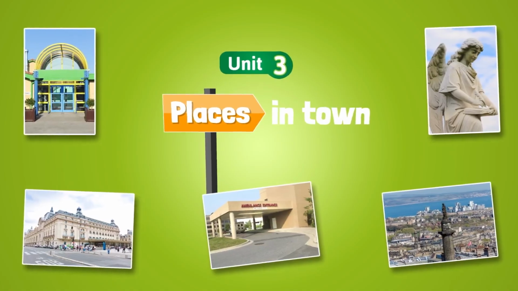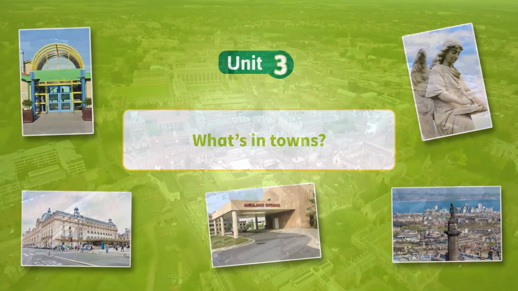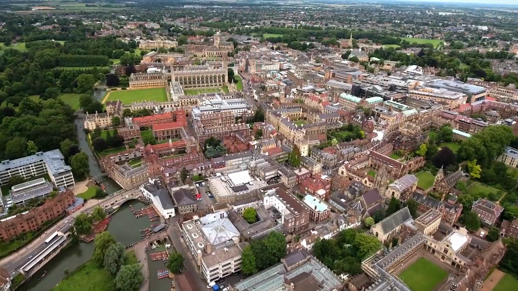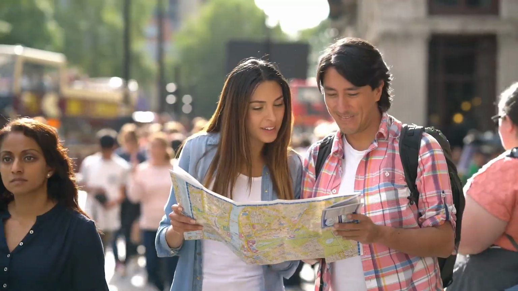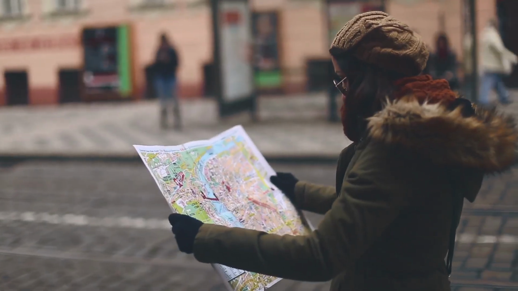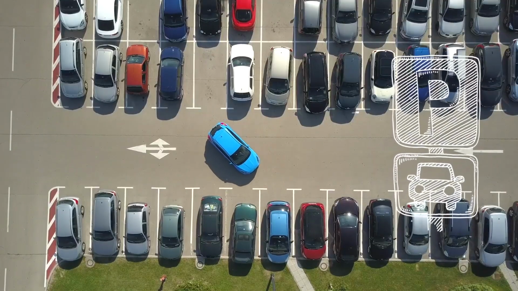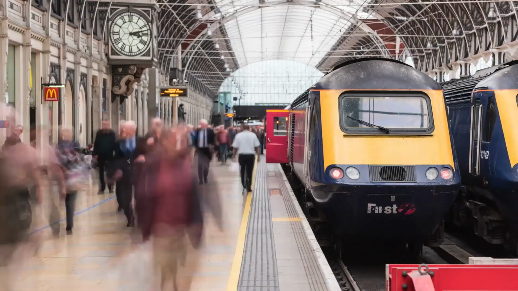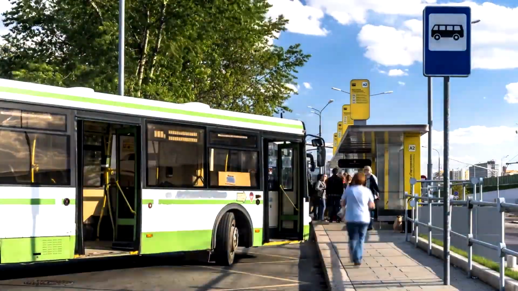Unit 3. What's in towns? There are lots of different places in towns. We can find places in town on a map. There are car parks in lots of towns. There are train stations and bus stops too.